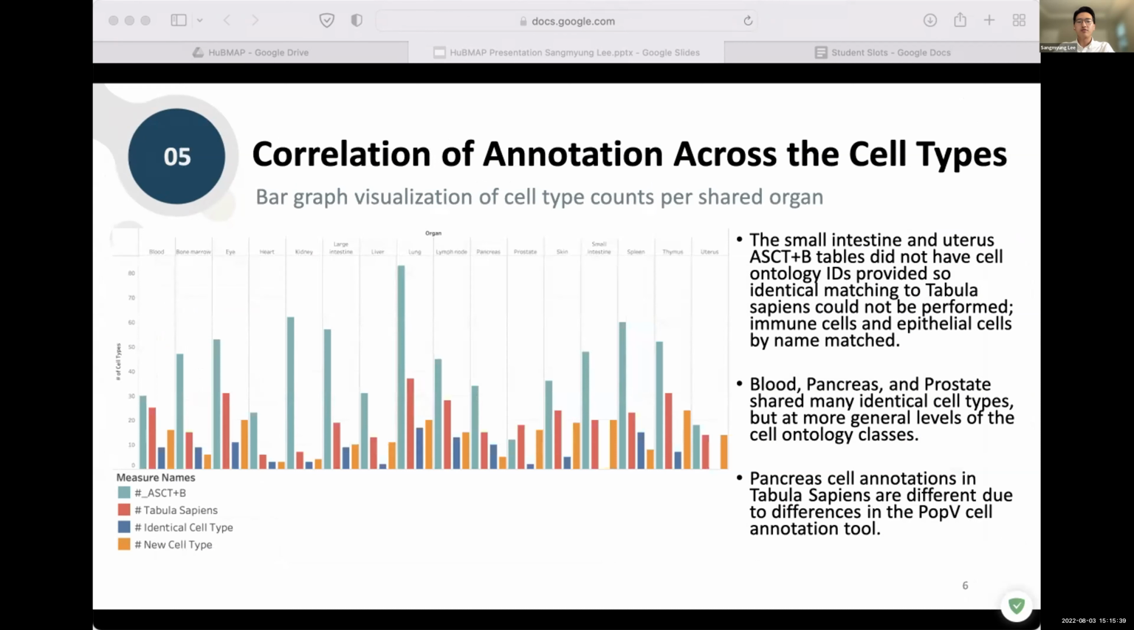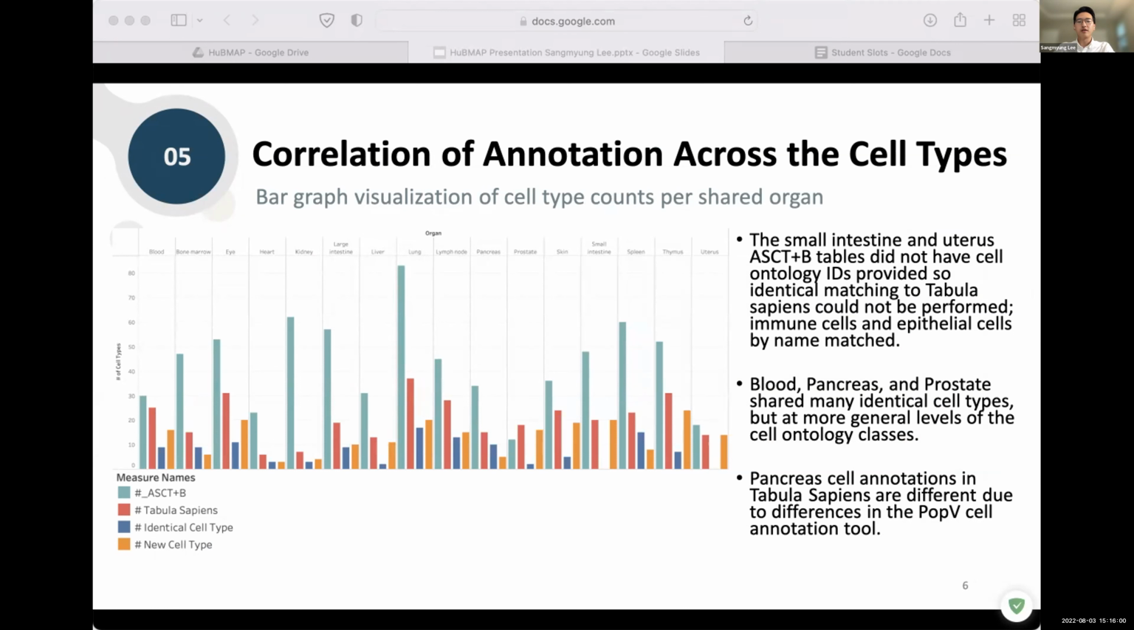A total of 115 shared cell types were reported, and 211 unique cell types from the Tabula Sapiens were reported. The small intestine and the uterus in the ASCT+B table did not have a Cell Ontology ID provided, so identical cell type matching to the Tabula Sapiens could not be performed.